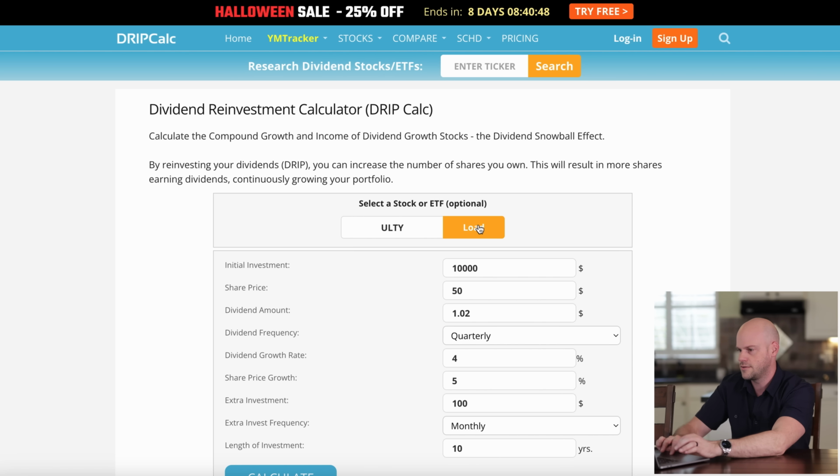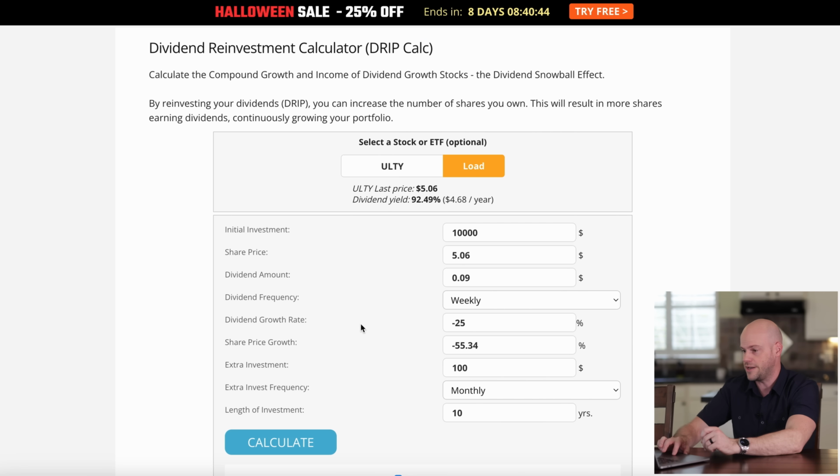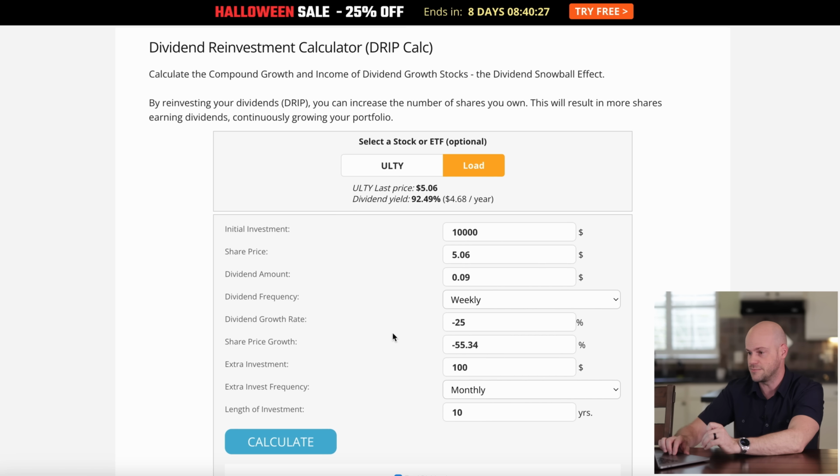Load. Okay, now you can see it automatically pulls up that the dividend growth rate is at negative 25%, which sounds about right, and the share price growth is at negative 55.34%. Also sounds about right, which if you're a normal investor, you're like, oh man, that's terrible. However, let's see what happens when you actually punch in some additional numbers.